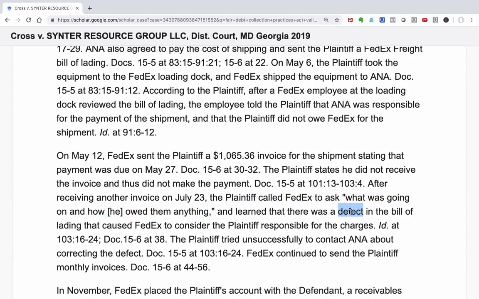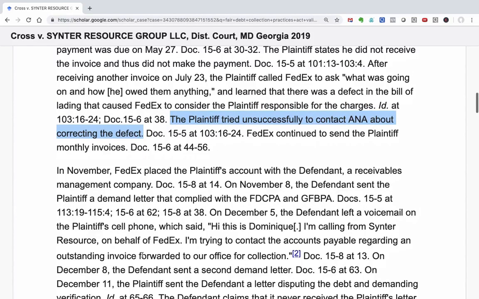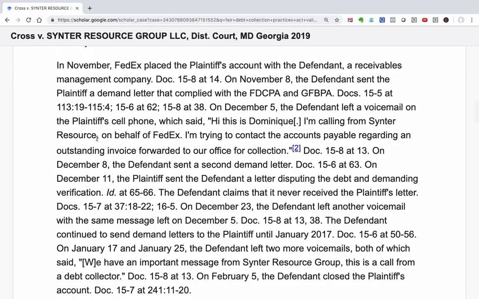And they say, well, there's some defect, and so we decide you're responsible for the $1,000 charges. So plaintiff tries to get with the buyer, can't get them, and he continues to get invoices. Right now there's no FDCPA because he's just dealing with, quote, the original creditor, FedEx. But now FedEx places the account with the defendant, who's a debt collector.